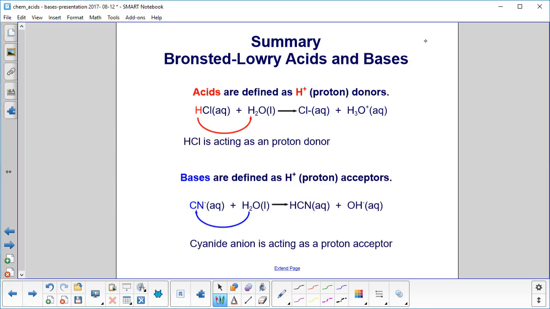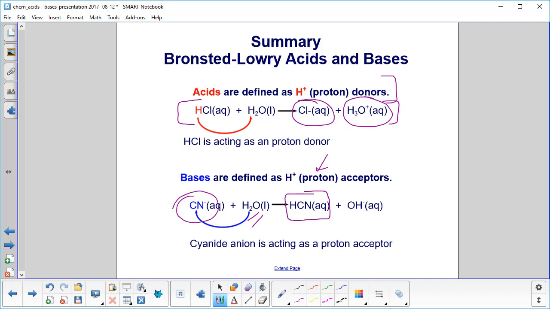Let's put it all on one page. Acids are defined as proton donors, and here's an example. HCl giving up a proton, forming H3O+ aqueous and Cl- aqueous here. So HCl loses a proton. Bases are defined as H+ ion or proton acceptors. So we have the cyanide ion here picking up an H+ or a proton, forming hydrogen cyanide. So this is going to be a base. Your cyanide ion is a base.